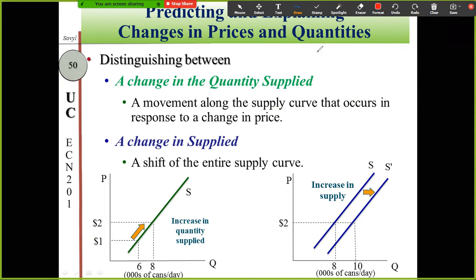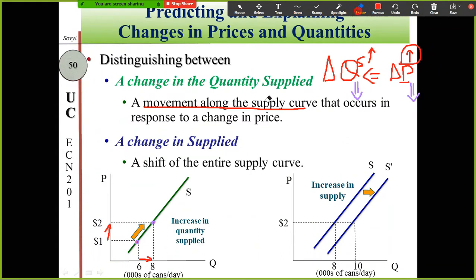However, if we talk about a change in supply, it means a shift or movement of the whole, entire supply curve. Look at this one. You can see the supply curve moves from S to S prime. This is a new supply curve. So the quantity supplied changes because of a change in other conditions, but not because of a change in price.